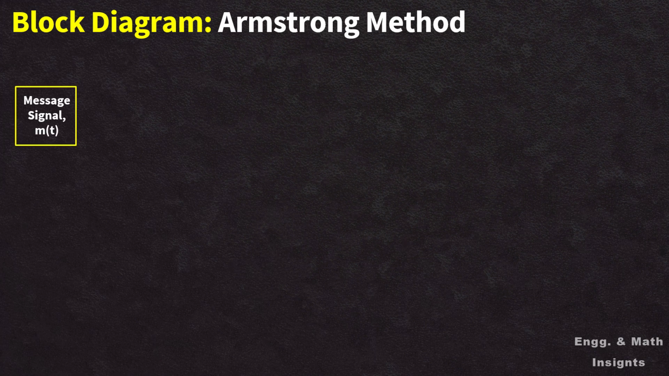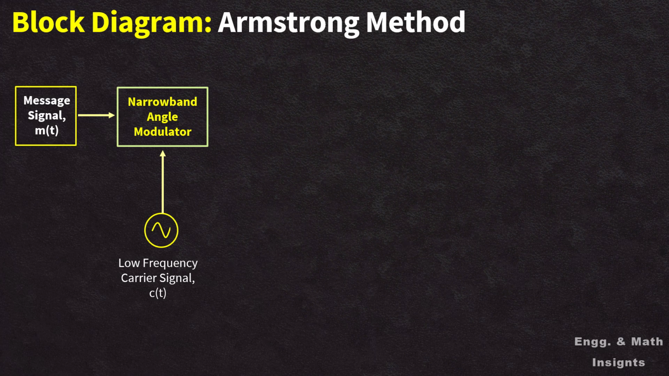The first component of the block diagram is the narrowband angle modulator. It takes the modulating signal m(t) and a low frequency carrier signal c(t) generated by a crystal oscillator at the frequency fc, producing a narrowband FM or PM signal x(t) with very small deviation. This signal is given as the input to the frequency multiplier.